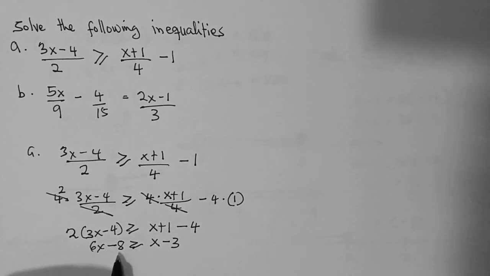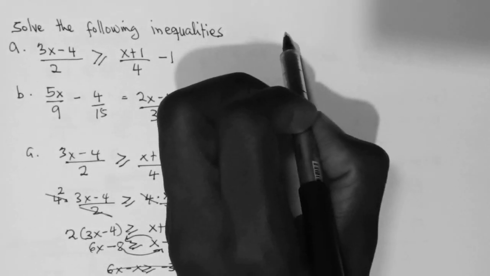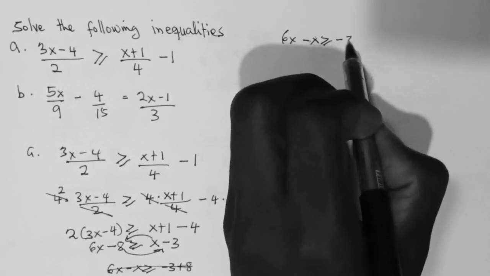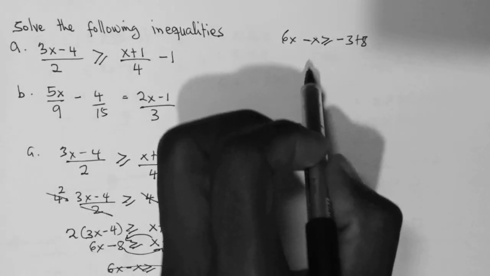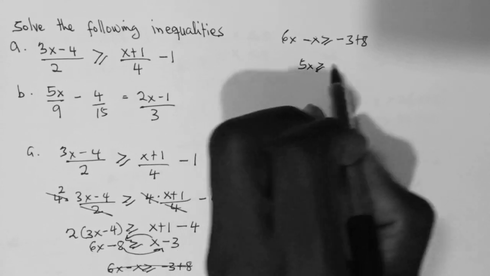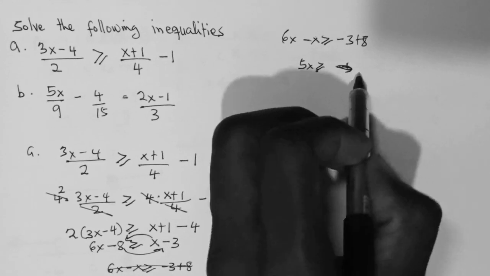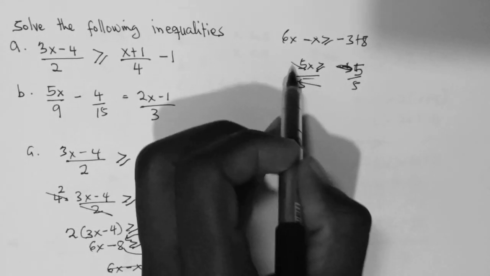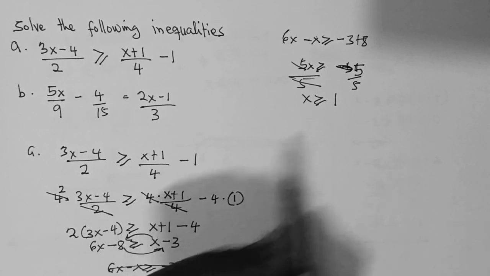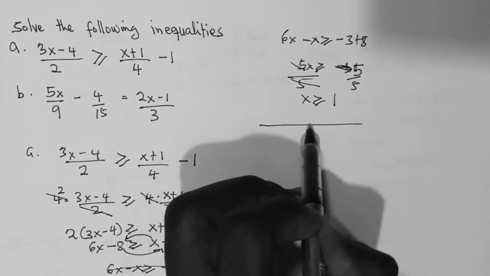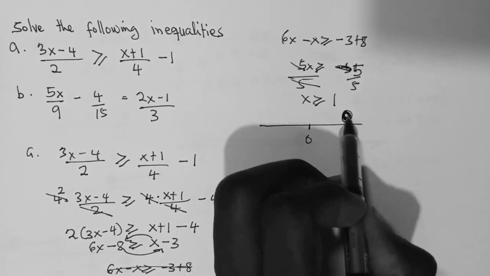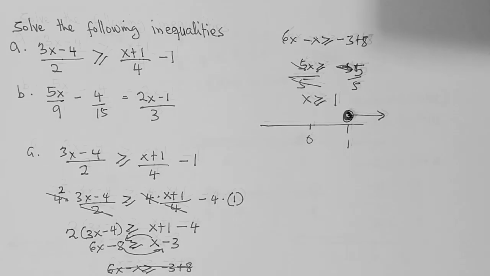So if you group like terms, you find out that this x goes here and then minus 8 comes, sorry, so it becomes 6x minus x greater or equal to minus 3 plus 8. And then this becomes 5x greater or equal to 5. So we divide through by 5. Divide here by 5. So x is greater or equal to 1. So in terms of a number line, this is 0. This is 1. So x is greater or equal to 1. This is how it will be represented on a number line.